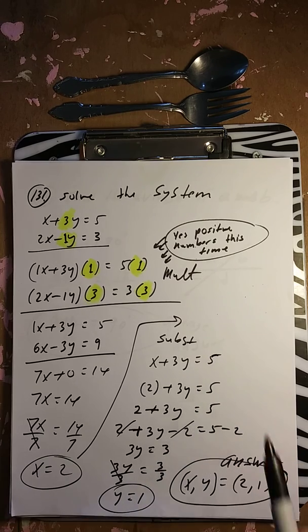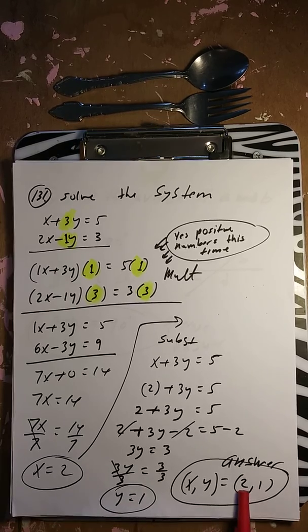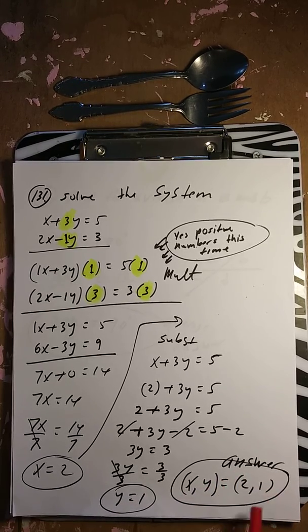So now we know the two answers. The two answers are x is 2 and y is 1. Make sure you put the 2 and the 1. X is the 2 and y is the 1. Make sure you put that right order right there with the systems of equations.